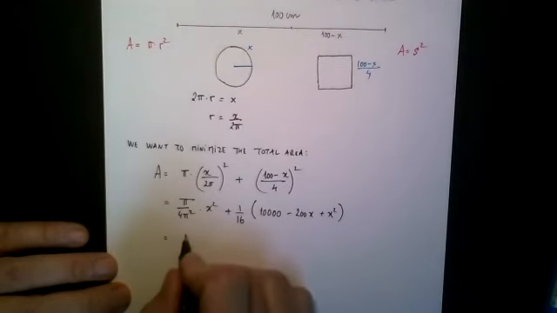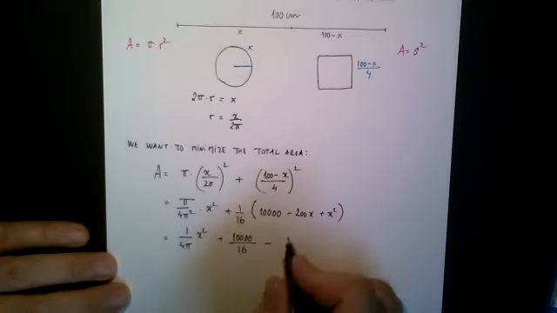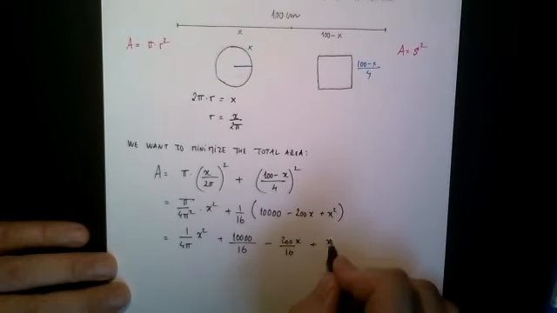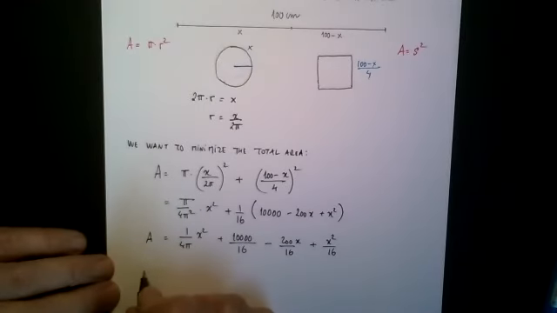Okay, let's simplify a bit further. So 1 over 4 pi times x squared plus 10,000 over 16 minus 200x over 16 plus x squared over 16. Okay, so this is my area, and I'm going to find now A prime.